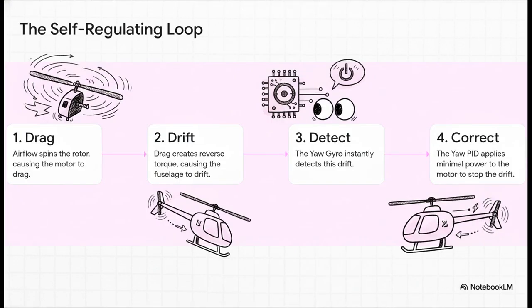Here's how it works. That motor drag creates a tiny bit of reverse torque, which starts to make the helicopter's nose drift. Well, the yaw gyro, a sensor that detects rotation, sees this drift instantly. It then tells the motor to apply just a tiny bit of power, just enough to counteract the drift. It keeps doing this over and over until the drift stops completely.